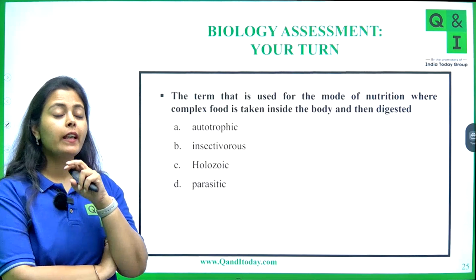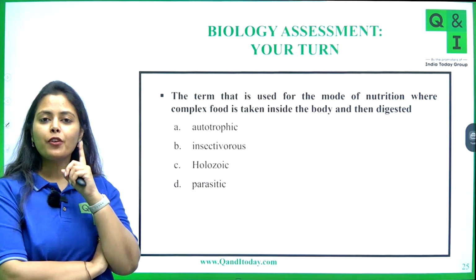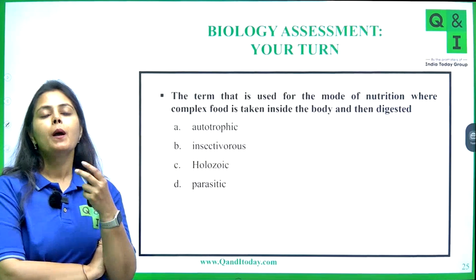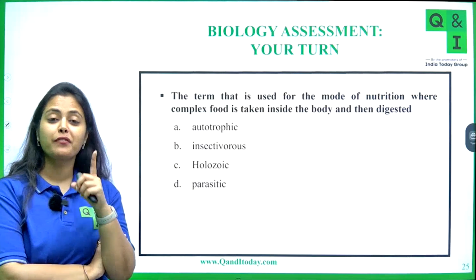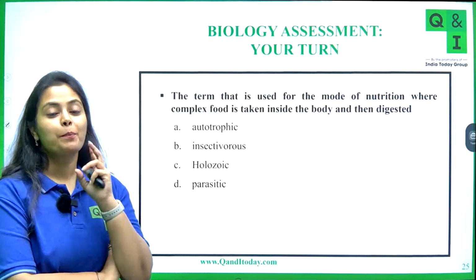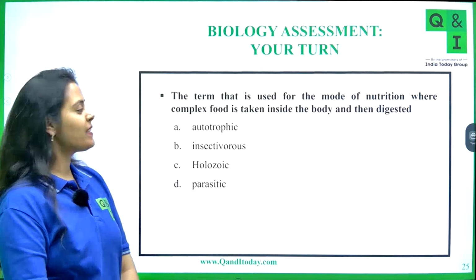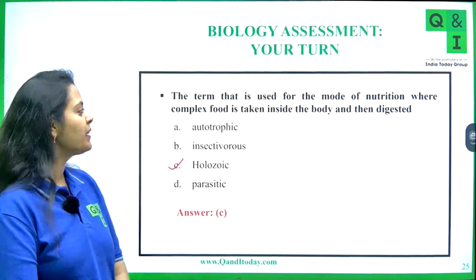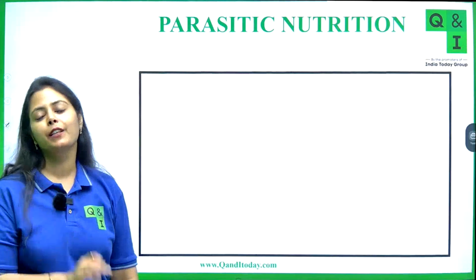See, students, the level of questions in this class is relatively easier. Why? Because in the first class itself, I do not want you people to panic or to get burdened. But in the next class, I can definitely assure you that the level of questions is definitely going to rise. So be prepared. Today is just the seasoning class for all of you. So the correct answer to this is option number C, holozoic. Well done, everyone.